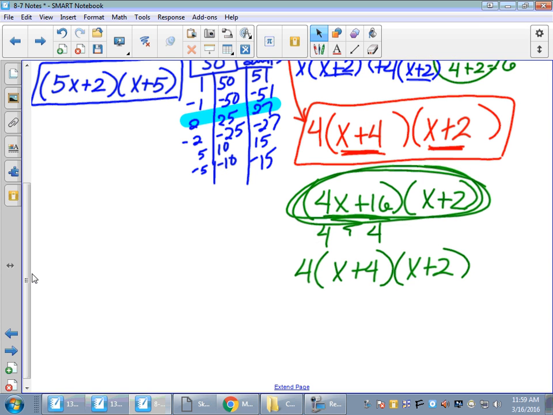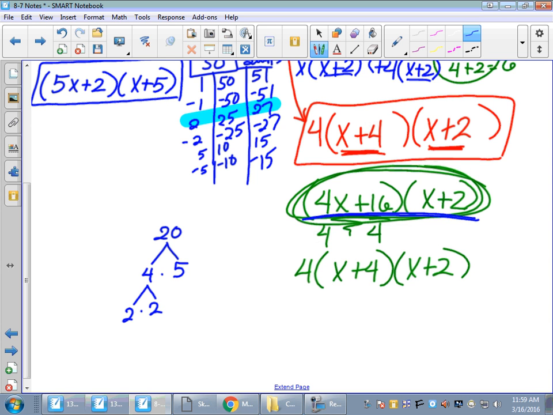The best way I can explain that: if I asked you to give me the prime factorization of 20, and you gave me 4 times 5, well, 4 times 5 is a factored form of 20, but it's not the prime factor form. You've got to break down 4 some more. It's the same thing here. This is factored, it is a product of factors, but it can be factored some more, so you've got to keep factoring. My suggestion is to take it out first. So we always look for GCF first. Nice little lesson in that.